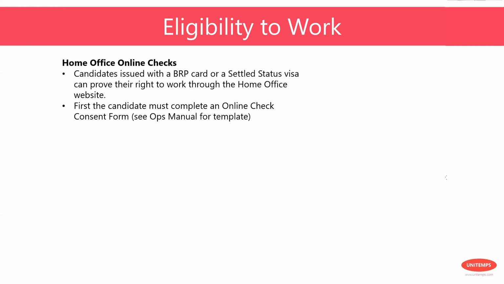Firstly, the candidate needs to complete an online check consent form. So see the ops manual for a template for that. That's also going to get them to mark what type of visa they've got, because as we'll see a little further down the process, the Home Office aren't actually going to tell us the visa type, so we need to gather that from the candidate.